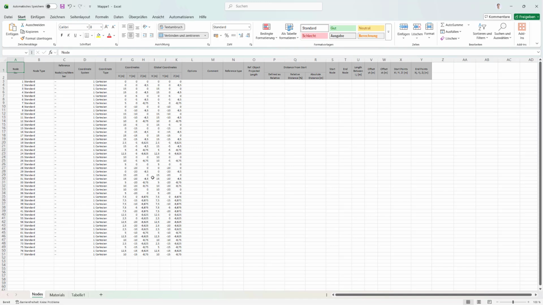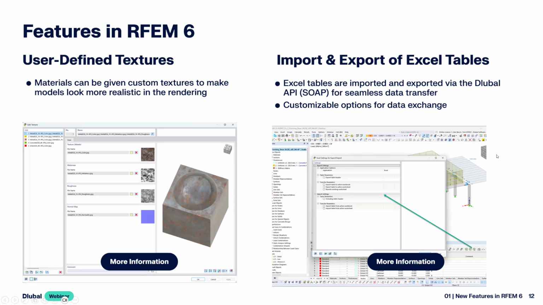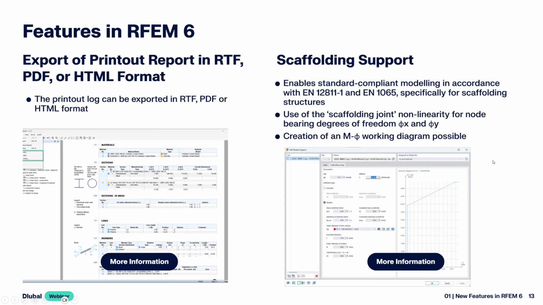So also this table was transferred. So then turn back to slides. New is the RTF export of the printout report. And you can export it, of course, also in a PDF or HTML file. And RTF can, for example, be used in Microsoft Word. Then the scaffolding support is also new, RFEM 6 and RSTAB 9.